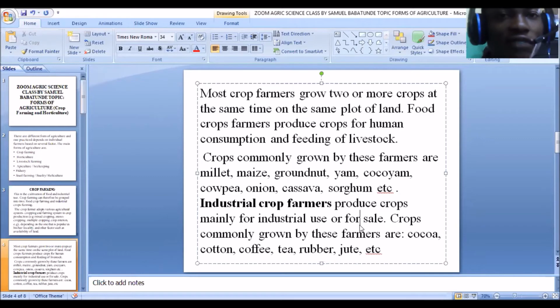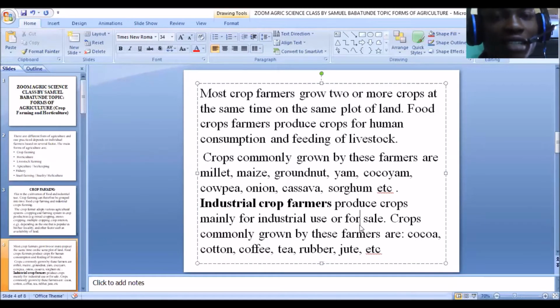So this is the difference. Crop farming is divided into two: the food crop farming and the industrial crop farming. Now the food crop farmers produce food for human consumption and for feeding of livestock, while the industrial crop farmers, they produce crops for what? For industrial use or for sale. And these crops include what? The cocoa, the cotton which we use to make our clothes, the coffee, tea, rubber, and jute.